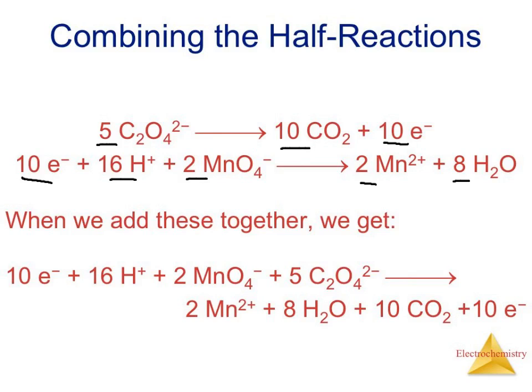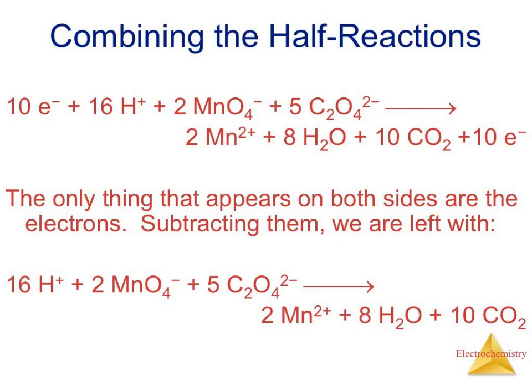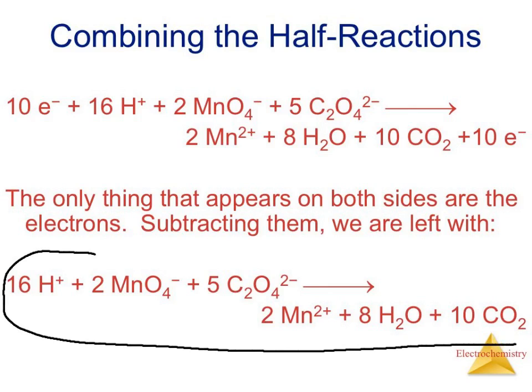Now notice we've got 10 electrons on the left side, 10 electrons on the right side. And it's typical when you have something on both sides of the reaction to just cross it out, cancel it out. Okay? So the electrons go away, and what we end up with is this overall equation down here.